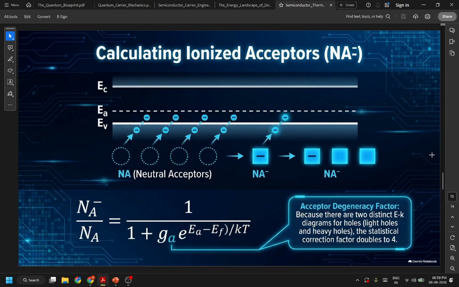Now, when it comes to holes, we have two distinct E-k diagrams. One is for light holes and one is for heavy holes. Each state has two quantum states, that is spin up and spin down. So now we have four states here, two for light holes and two for heavy holes. So the correction factor here will be 4 instead of 2.